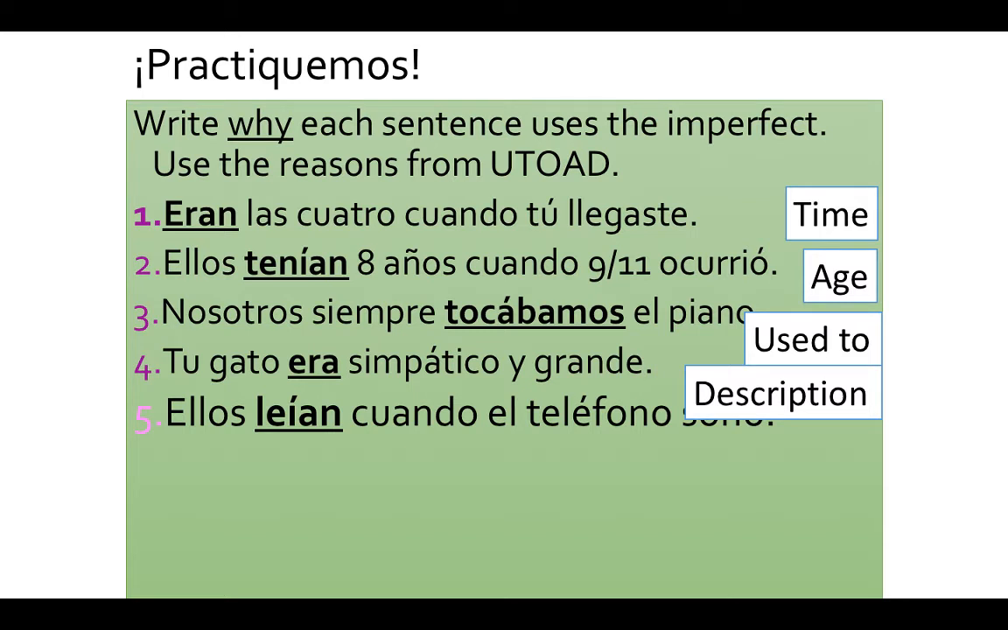In number 5, we see the opposite of what we saw before. Ellos leían cuando el teléfono sonó. They were reading when the phone rang. Was or were -ing is obviously imperfect.